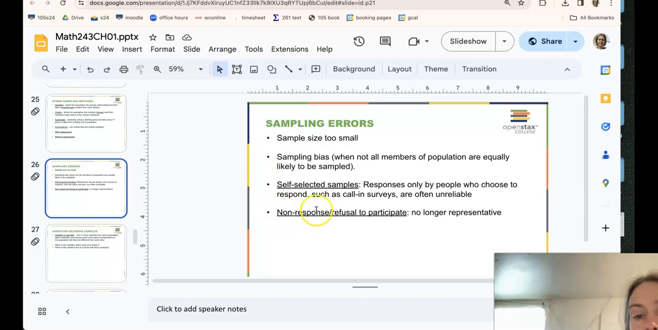And then even if you don't self-select, you could get non-response bias. So even if I selected the right students to be in my survey, if some of them don't participate, that creates a bias in my results.